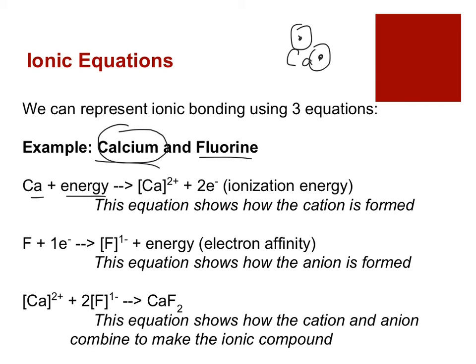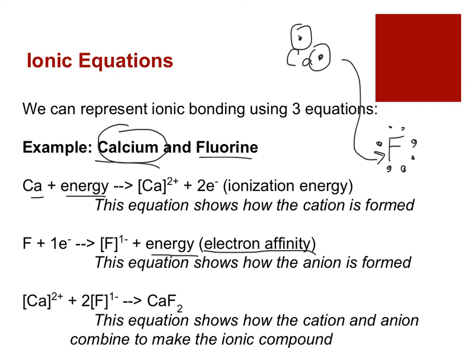Our second equation then is going to show our fluorine gaining electrons. Now remember, fluorine's a halogen, so it's got 7 valence electrons. Each fluorine can gain 1 electron from a calcium. So to represent that, we're going to do fluorine plus 1 electron reacts to give an F1-, and by gaining the electron, it releases some energy, which is our electron affinity.